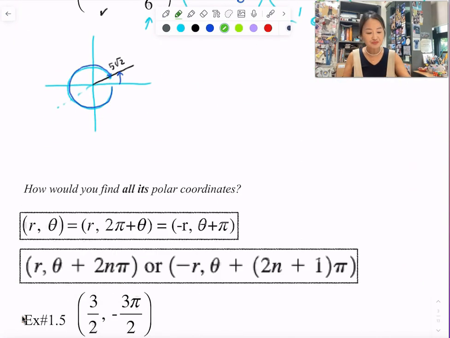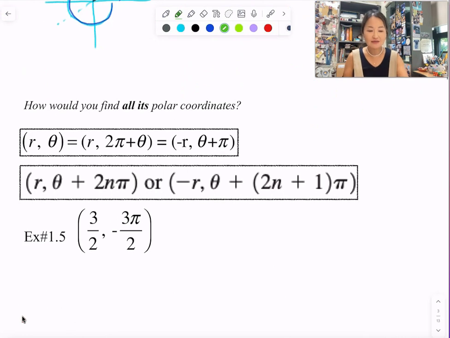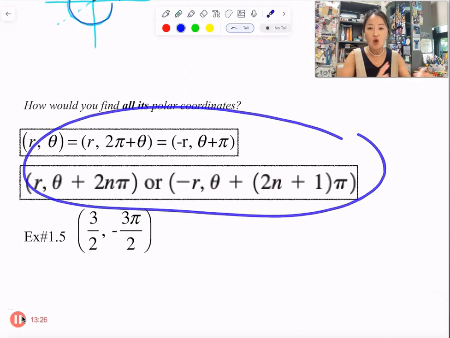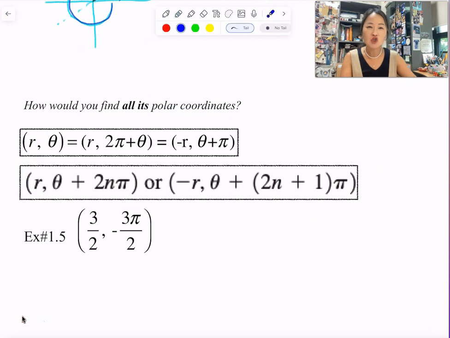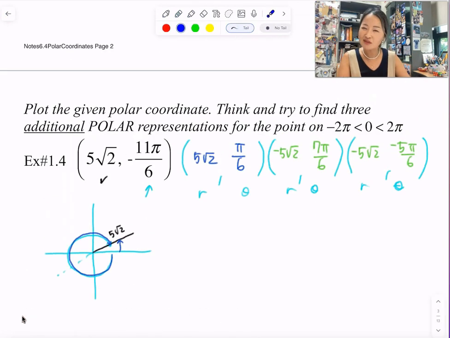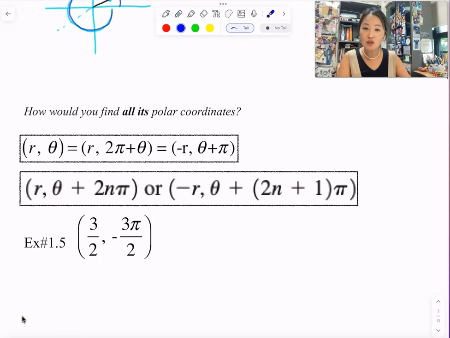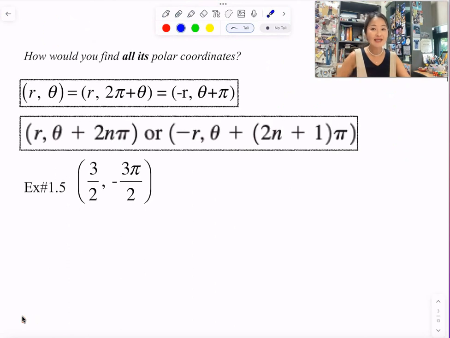Now, I know your textbook shows you all kinds of crazy notations, but you don't need to worry about it because it's pretty common sense, don't you think? If you want, you can do it this way. So why don't you try example 1.5 on your own and then turn the video back on when you're ready to check your answers. Oh, welcome back.